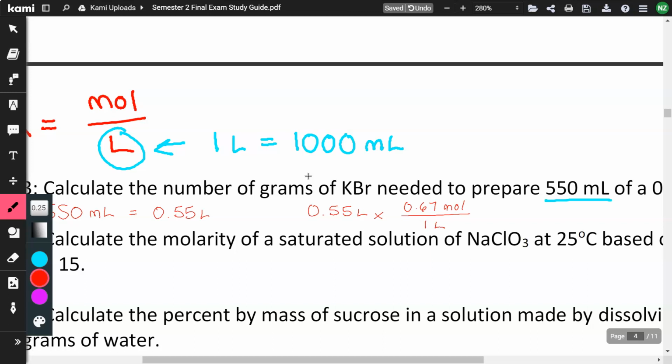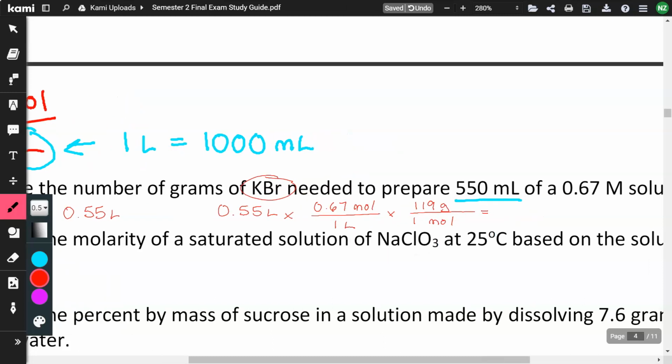And then to go from moles to grams, we just need the molar mass. So 1 mole. To find the molar mass of potassium bromide, we need to look up potassium and bromine, add them together. It's 119 grams. So when you put this in your calculator and multiply, you get an answer of 44 grams.